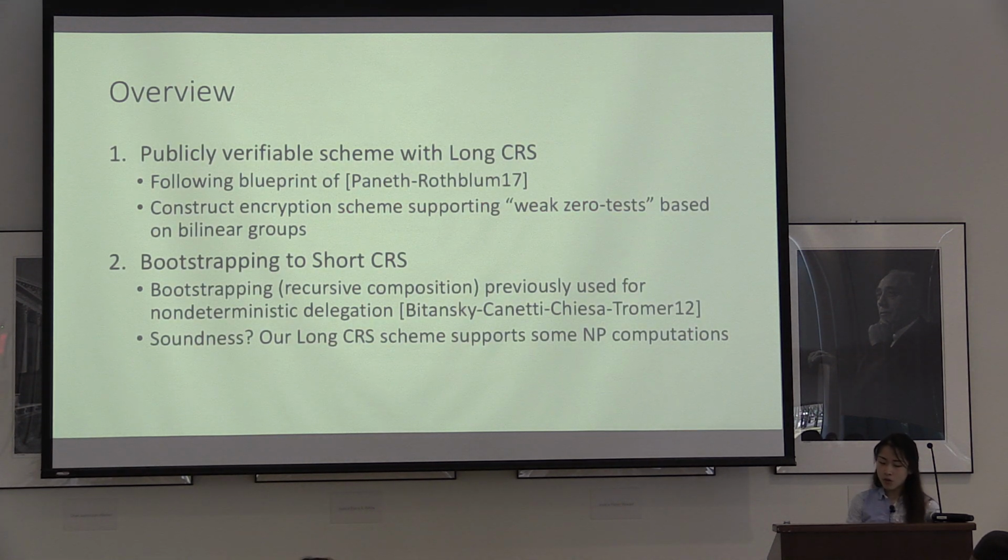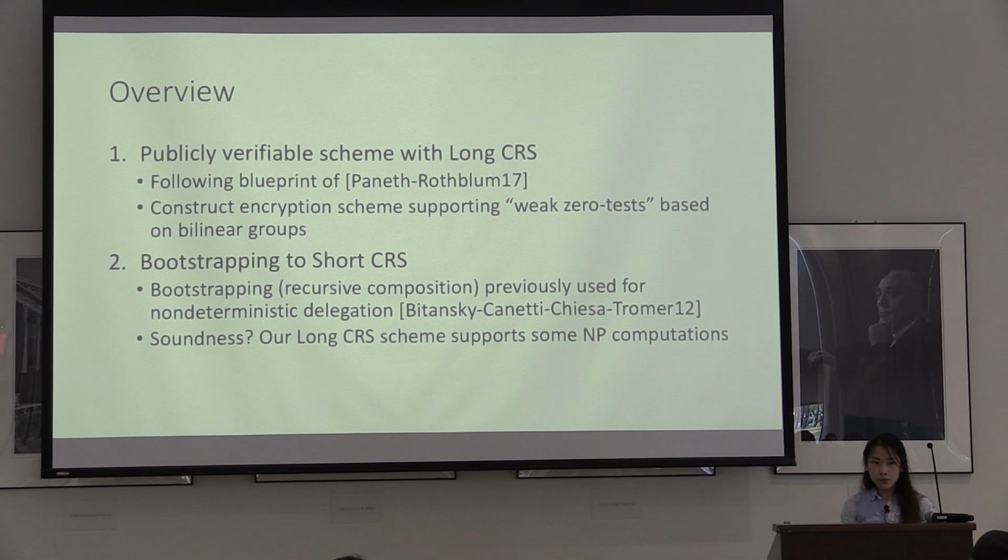And so we're going to achieve this result in 2 steps. In the first step, we're going to construct a publicly verifiable delegation scheme, but we'll be okay with the CRS being long, meaning that it can be polynomial in the time of the computation. And this will be following the blueprint of Paneth and Rothblum, where we construct an encryption scheme that supports weak 0 tests, but we base this encryption scheme on bilinear groups, whereas they base it on groups of multilinear maps.